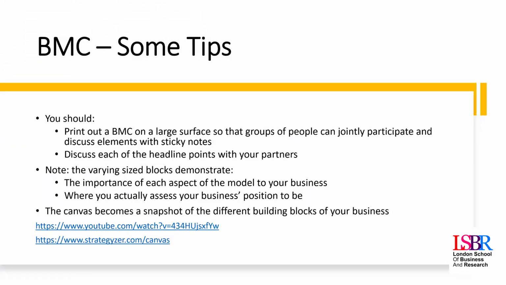A couple of things to remember, the varying size blocks. So again, if you recall, not all of the squares were the same size. Why? Because some things are more important to a business than others. So things that are bigger, they're bigger for a reason. I'm expecting more detail. I'm expecting you to expand on the discussion in those boxes. Boxes that are smaller tend to be less populated. Why? Because you tend to find it difficult to find that information as an external person.